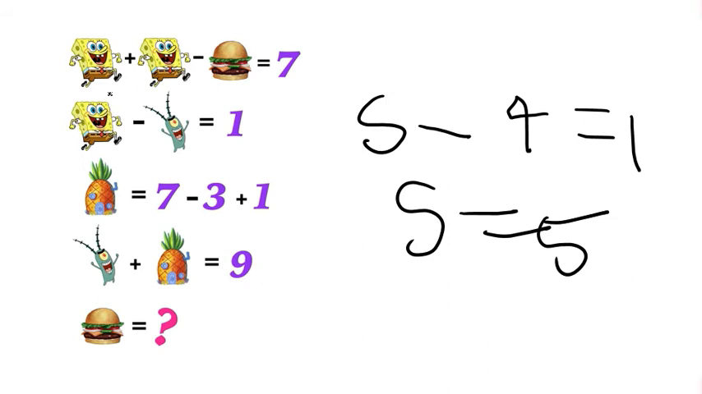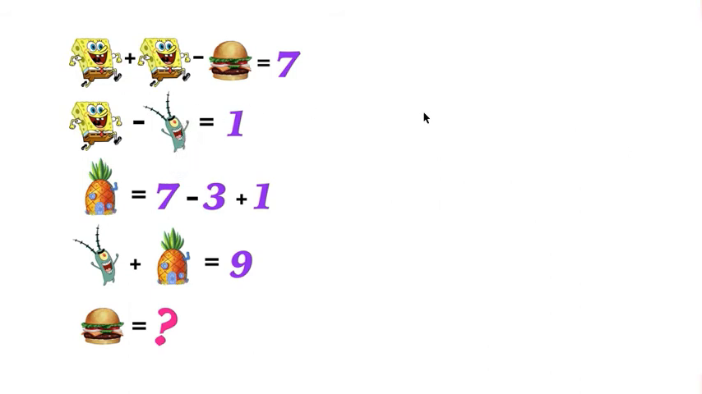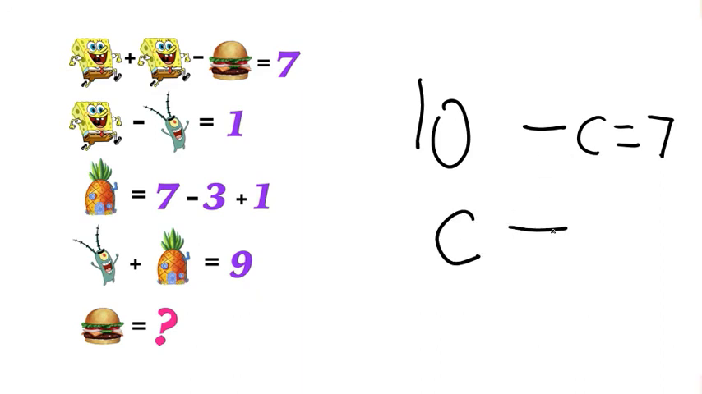So now we are going to take SpongeBob's value and find the value of Krabby Patty using the first equation. So 5 plus 5, over here is SpongeBob plus SpongeBob. So 5 plus 5 is equal to 10. So 10 minus Krabby Patty, so I'm going to write C for that, is equal to 7. Okay, so 10 minus how much is equal to 7? Well, it is 3. So the value of Krabby Patty is equal to 3. And if you got this answer, then clap for yourself.